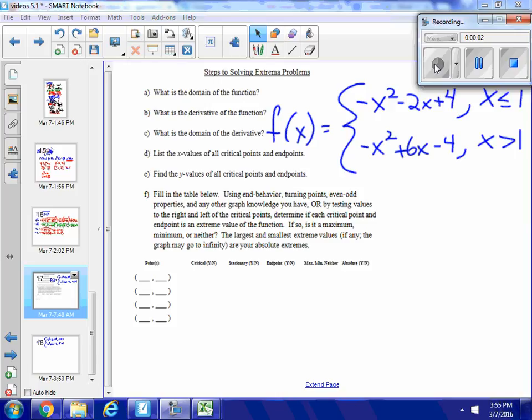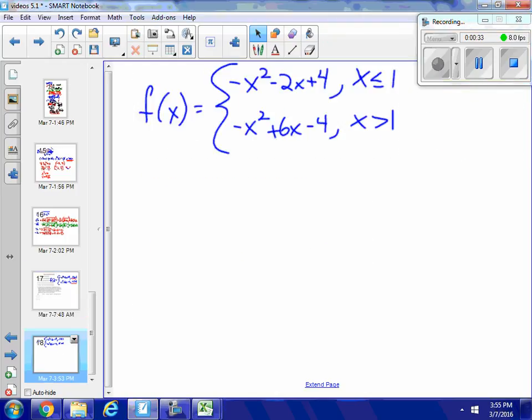This is a problem to find the extrema of this piecewise function. A piecewise function, as you might remember, has multiple pieces, and we're given the function and the x values where that function applies. So the first question is, what is the domain of the function? To find the domain, I need to find the domain of each of the two pieces. Let's go to the next page so we can see it a little better.